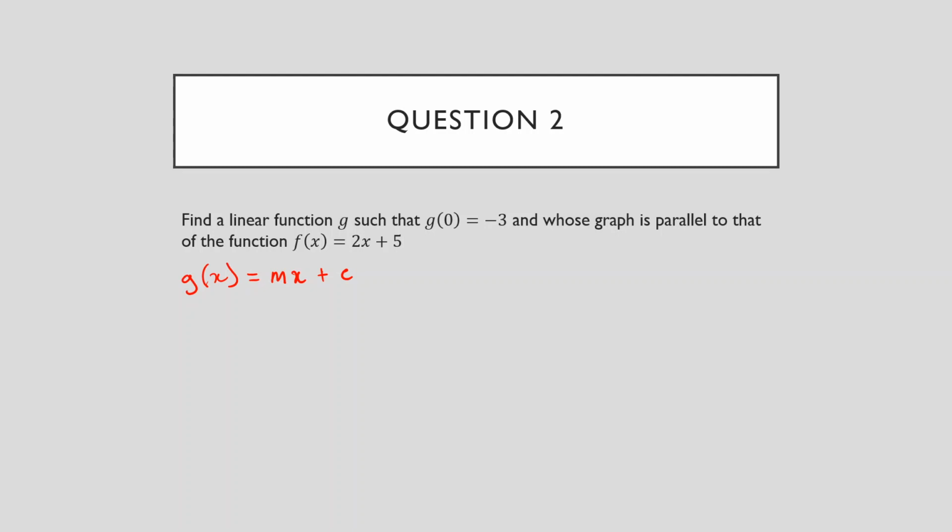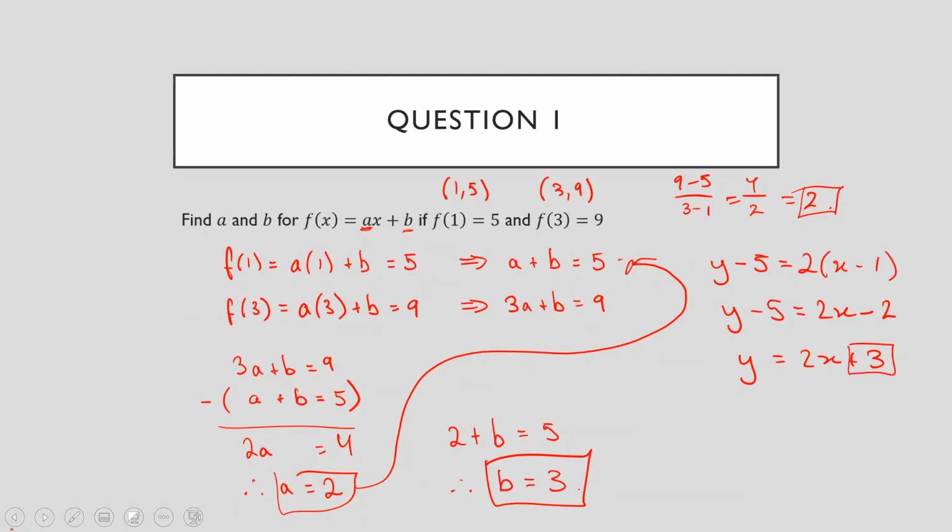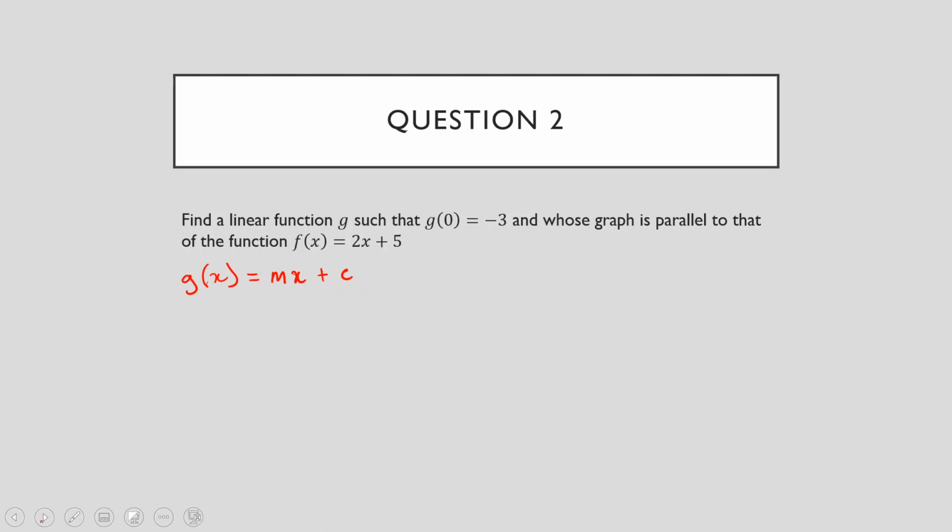Okay, so basically our job here is to work out m and c, almost like what we did in this question. It's just that we have a different kind of information. So we've got this first bit of information here, g of 0 equals -3. What we could do is substitute 0 into our function and see what we get.